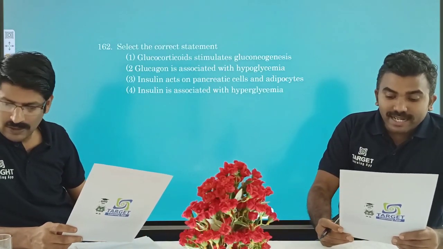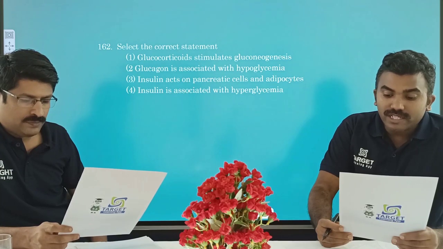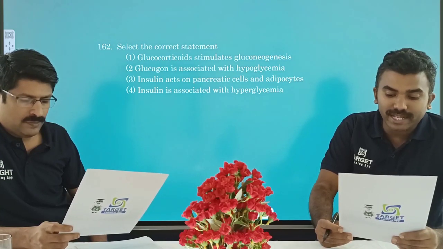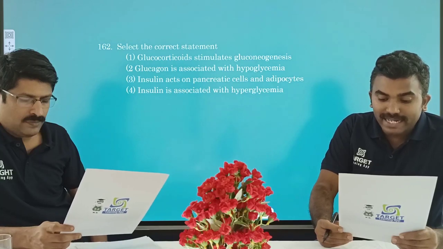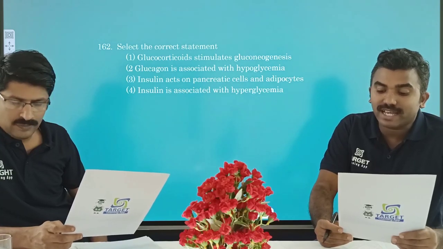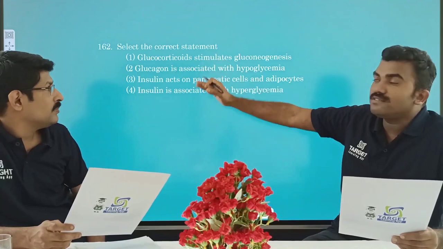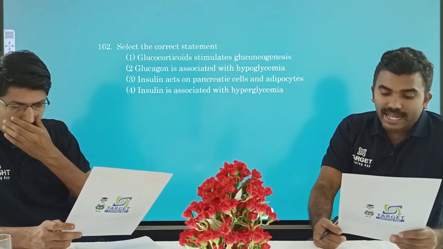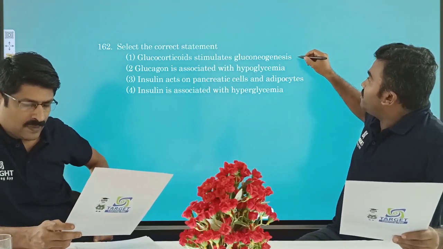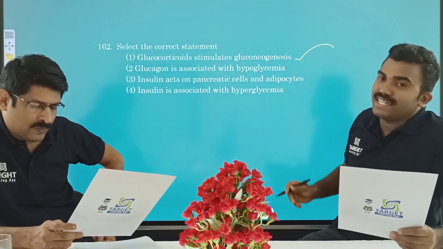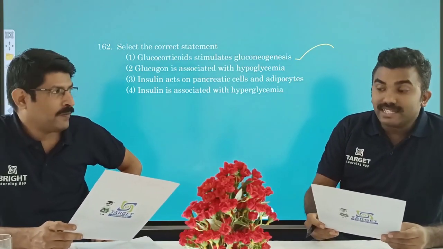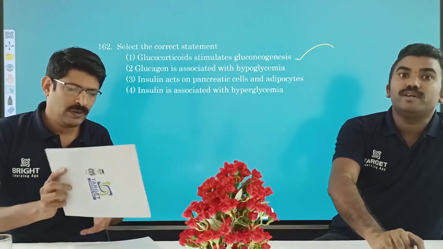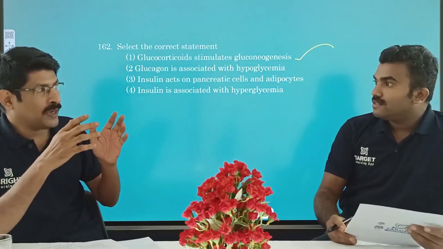Next question. Select the correct statement. Glucocorticoids stimulate gluconeogenesis. Glucagon is associated with hypoglycemia. Insulin acts on pancreatic cells and adipocytes. Insulin is associated with hyperglycemia. This question is taken from the chapter Chemical Coordination and Integration, from the adrenal gland. So the right answer is glucocorticoids stimulate gluconeogenesis, from page number 335, the exact line in the last topic of the chapter, human physiology. That's the last part of the textbook.